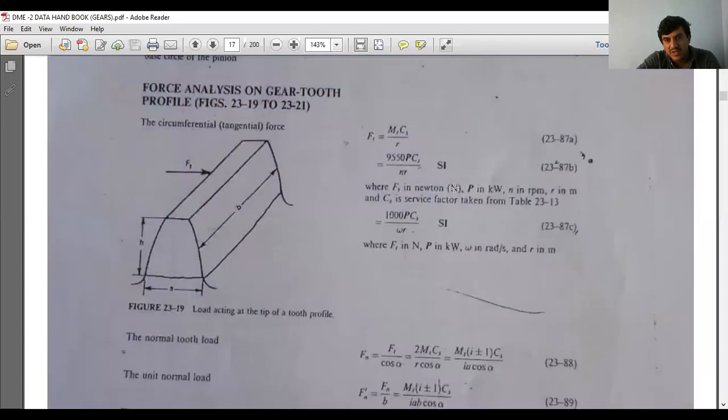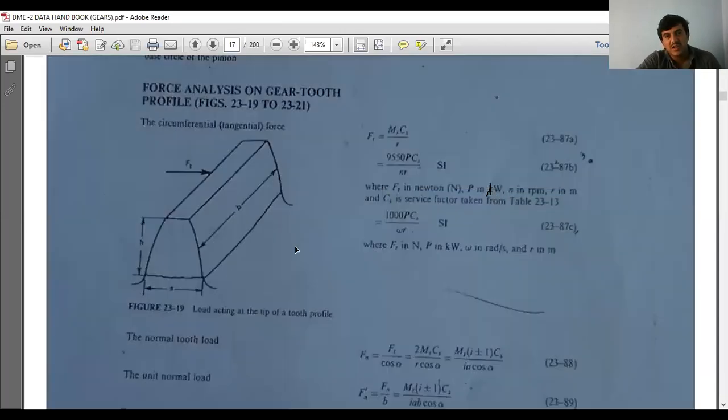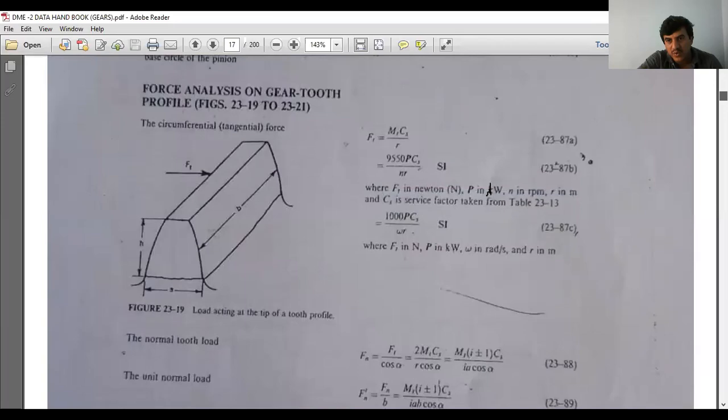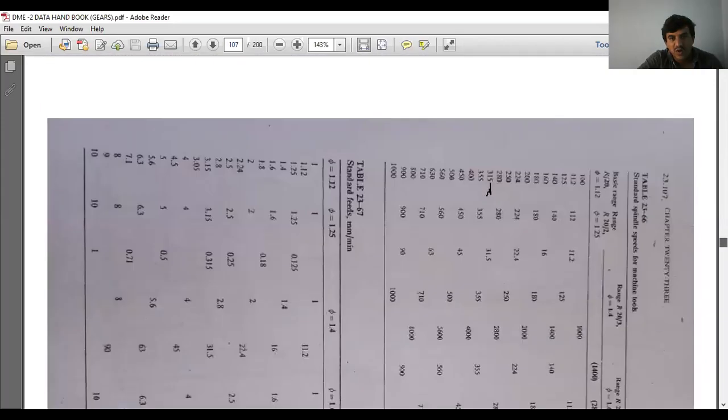Here F is in Newton. P is given in kilowatt, make a correction: P is not kilowatt, it is only watt. So make the correction in the data handbook. P is in watt only. Okay. Next, N is RPM. Then where do you get the service factor? The service factor you get by referring to table number 23.13.